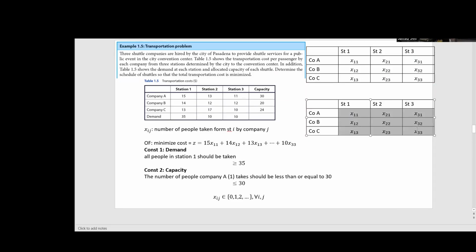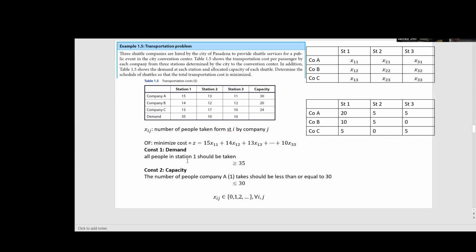Now, the first solution is these x's are going to have values. So, for example, one solution is 20 and 10 and 5. Out of this 35, 20 go with company A, 10 go by company B, and 5 with C. And here it's going to be 5, for example. It's just a random solution I'm generating here. 5 here, 0, and then 5 and 0.